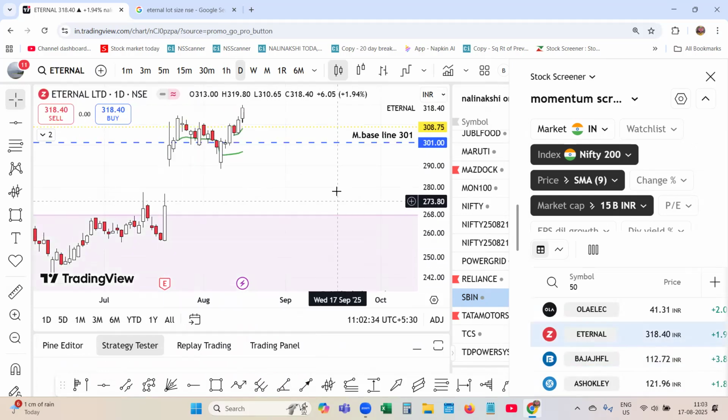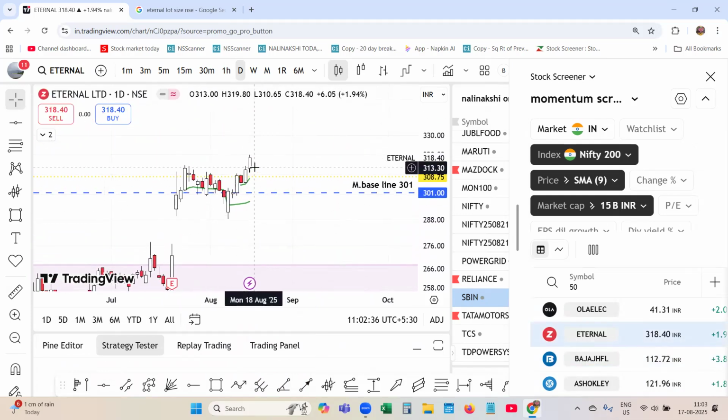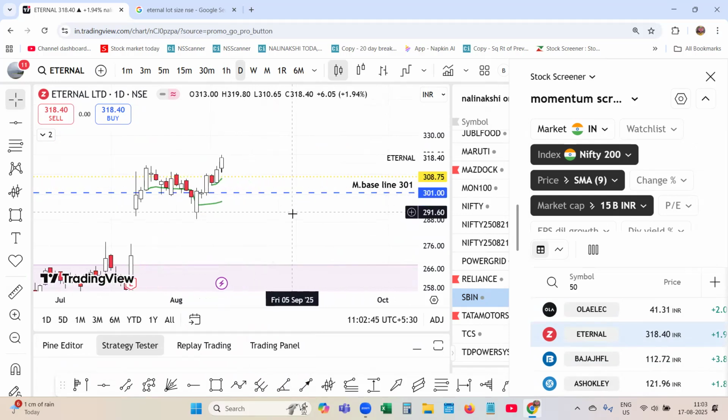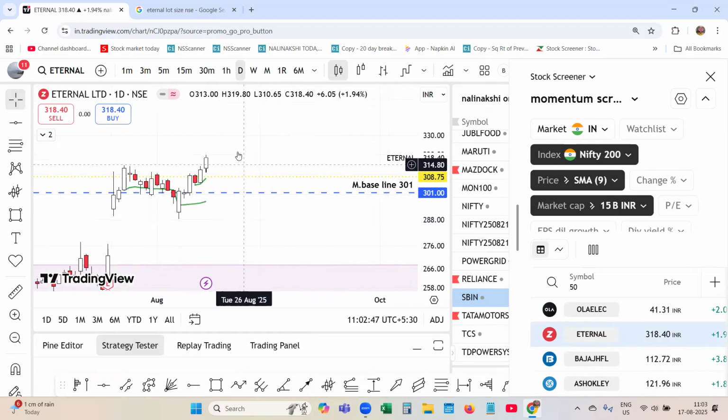Coming to Eternal, already it was in momentum and it was a continuation trade. Continuation from the previous day. You can see over here, from there, it was a continuation. So that was a good trade because it was a trend breakout from this level, from 313. That's why price has moved very quickly. It all depends on the stocks.